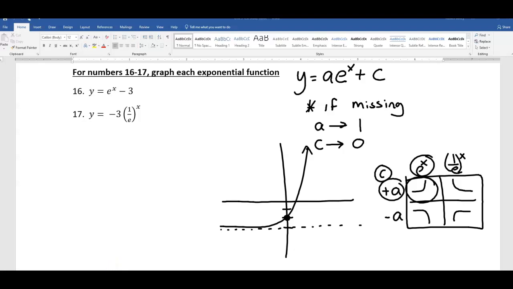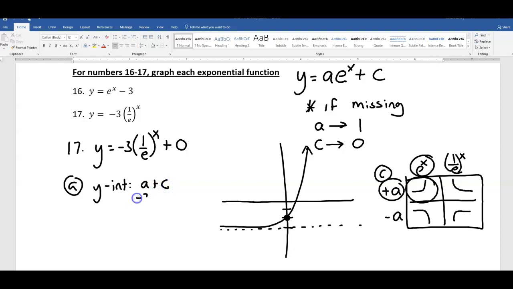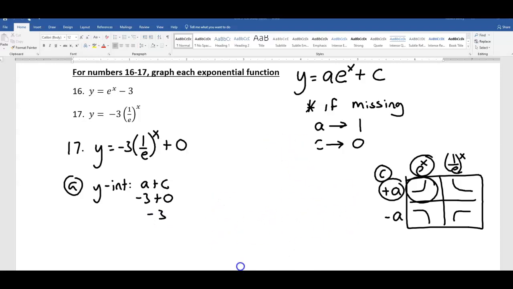All right, so on number 17, first of all, let's notice that we're missing the c value, and when c is missing, it is 0. The y-intercept, once again, is a plus c. The a value is negative 3, c is 0. So my y-intercept will be at negative 3 this time. So I'm going to plot a dot at negative 3.